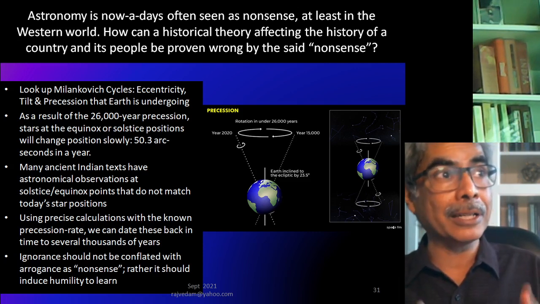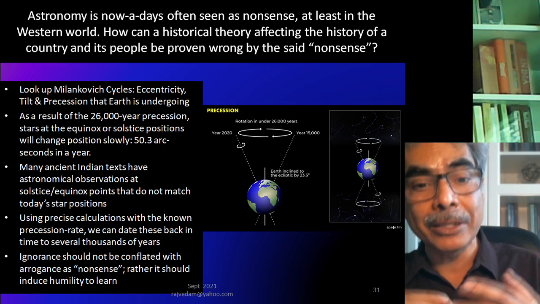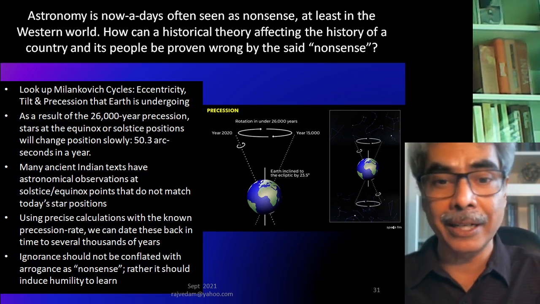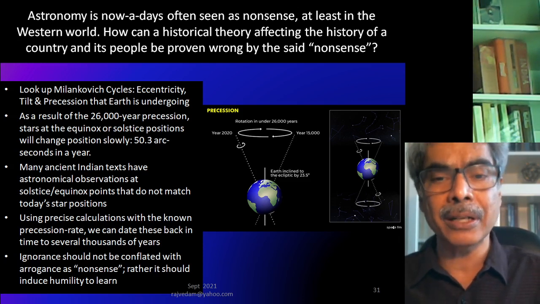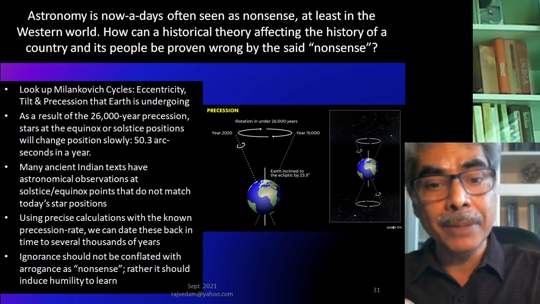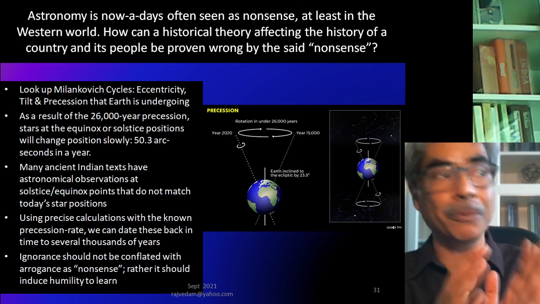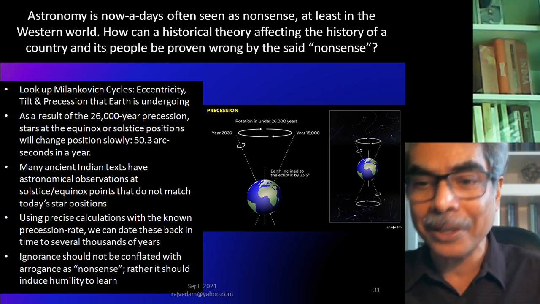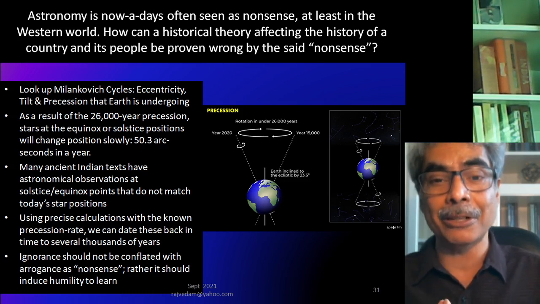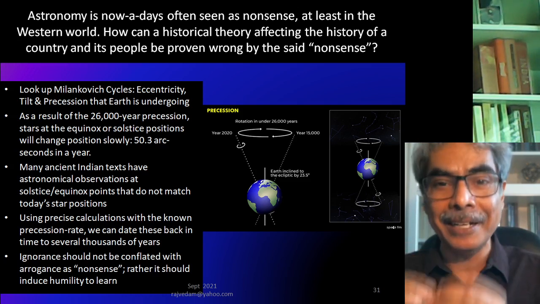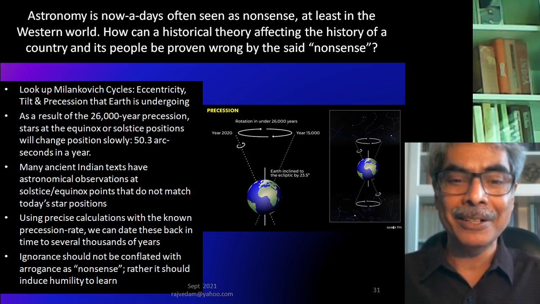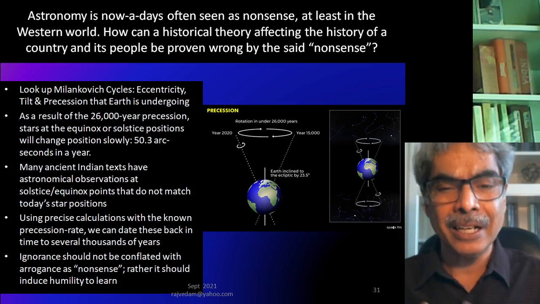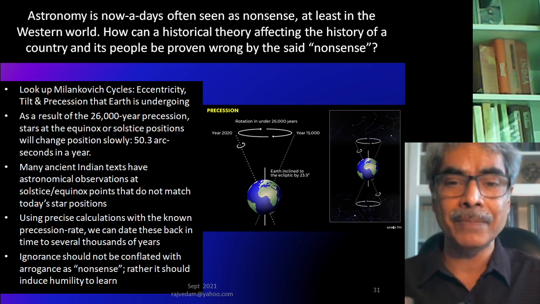But because we know it is due to the precession phenomena, we can use precise calculation in mathematics, and if you want to use planetarium software like Stellarium or any other, you can simulate some of these dates. You can go back several thousand years and figure out when this observation was made. So talking about ancient dates using archaeoastronomy is a very precise, independent line of evidence. So one's ignorance should not be conflated with arrogance as nonsense. Rather, students must have the humility to learn. And here is a learning moment.